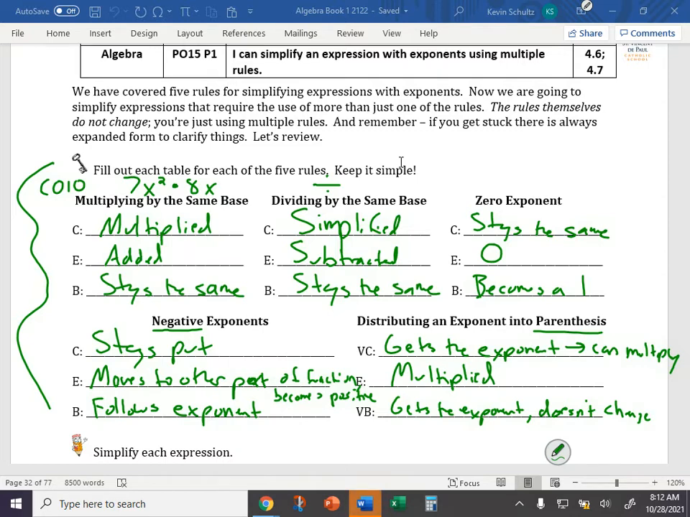And that's pretty much it. All right? If you're looking for what we need to know to be successful on this test, it's this right here. Okay? Know these 5 rules and you'll be good.